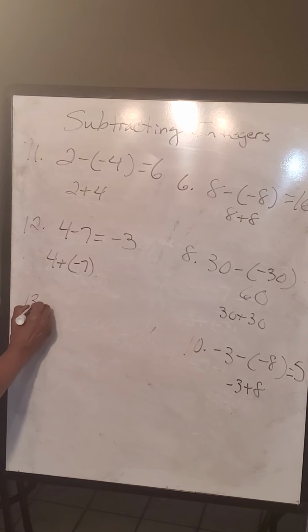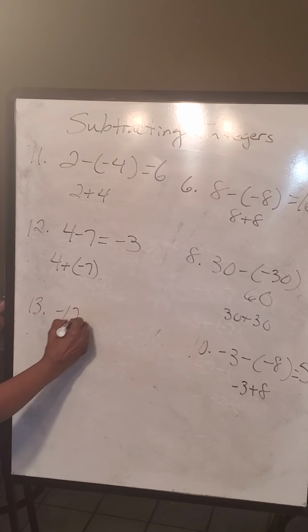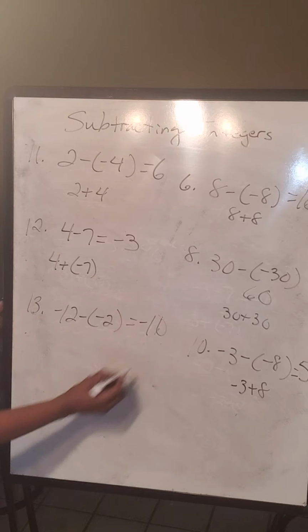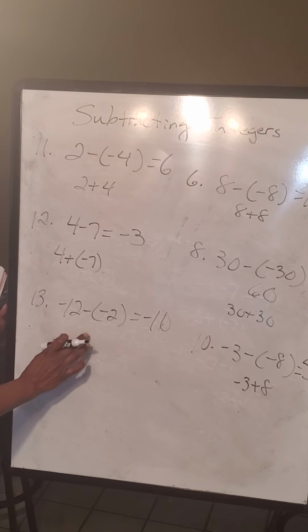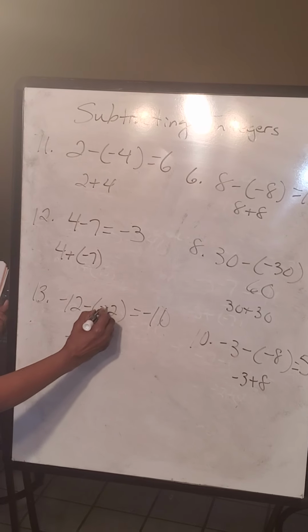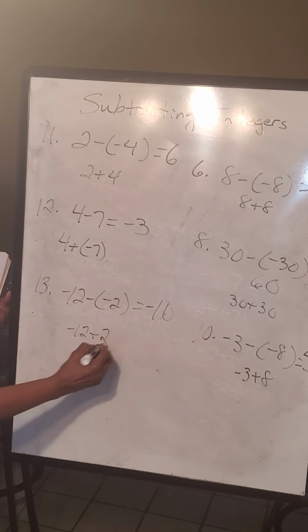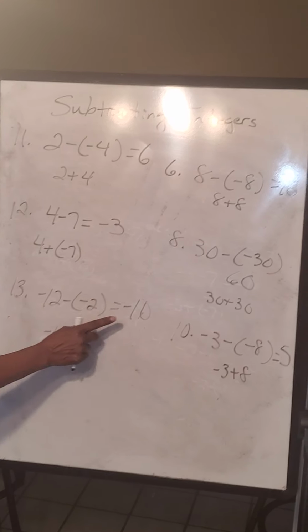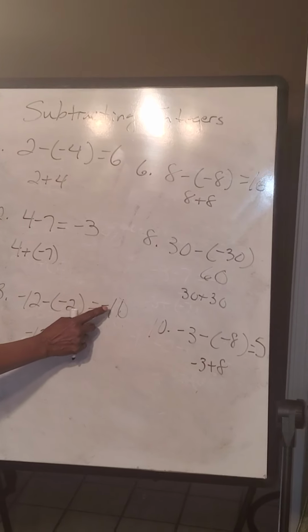And our last example is a negative 12 minus a negative 2. Your answer is a negative 10. How did we get that? Using our rule, to subtract a negative 2, add its opposite. The opposite of a negative 2 is a positive 2. You owe your friend $12, you give them 2, you still owe them some money, so that makes that 10 negative.